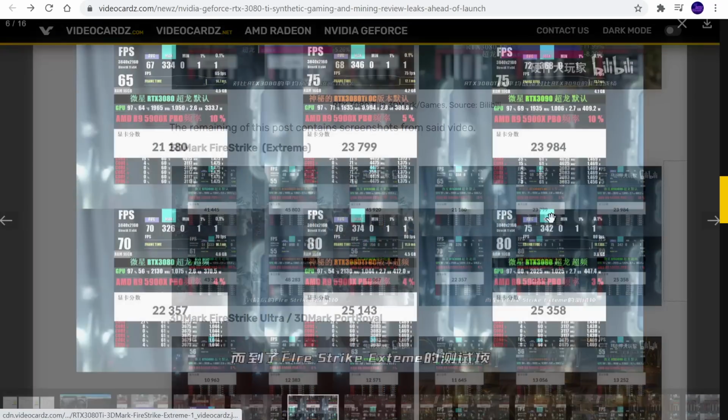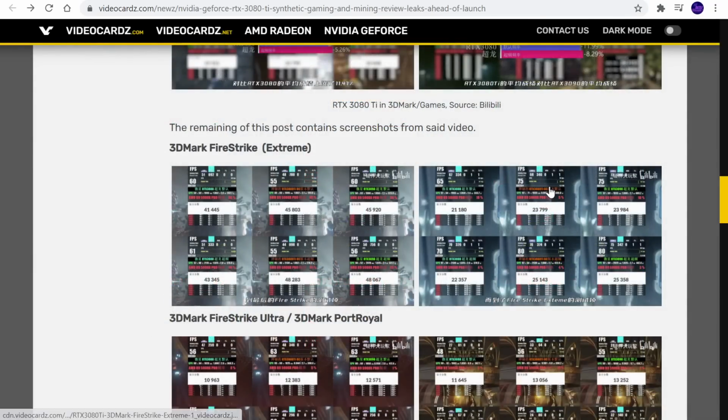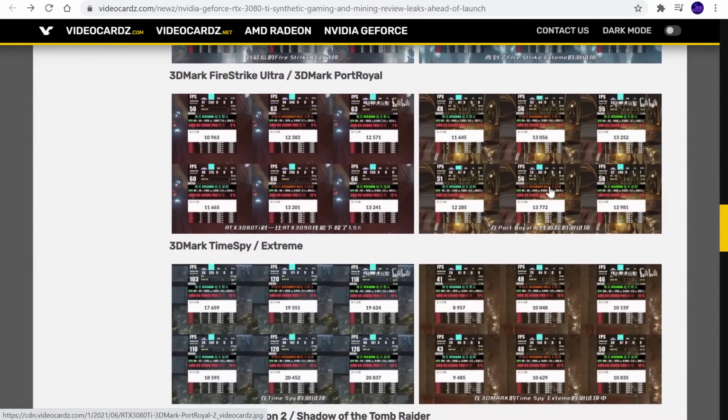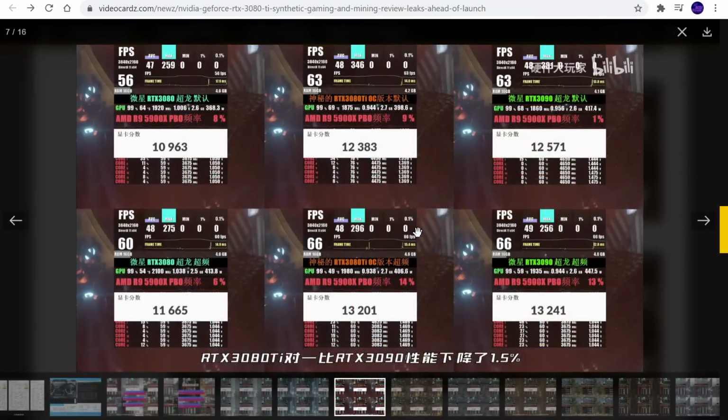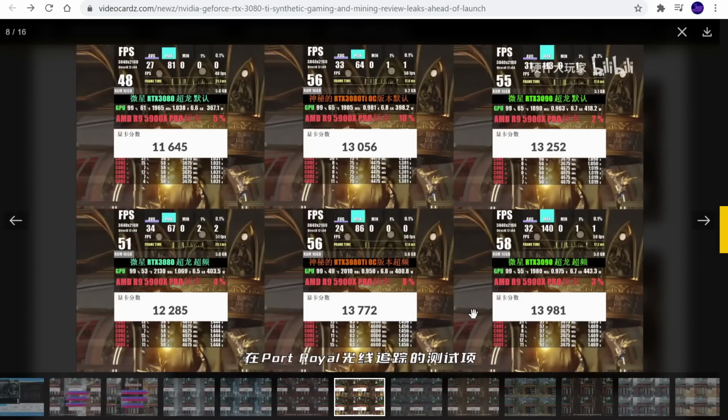Here's our other Fire Strike page here. Once again, seeing it basically almost tie, but not quite, the 3090, and seeing it slightly beat the 3080. Again, it is closer to a 3090 than a 3080. I'm going to say that a lot. Here we have the Port Royal benchmarks. Once again, extremely close to a 3090, more significant lead over the 3080. Here is more Port Royal, extremely close to the 3090, more significant lead over the 3080.